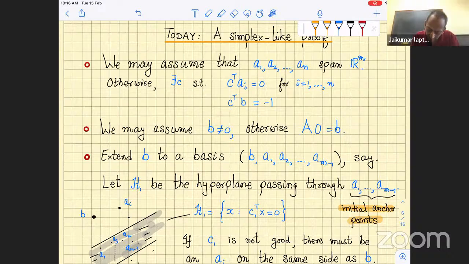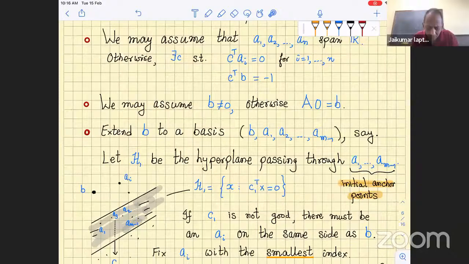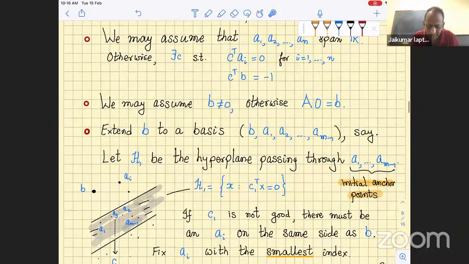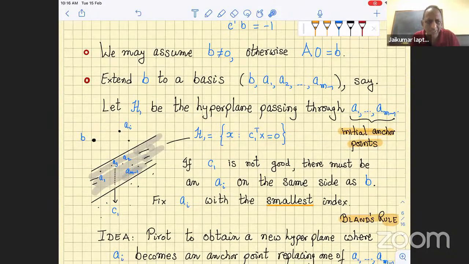So now what do we do? I'm going to do some sort of a simplex method. It will remind you of simplex method, but it will somehow be simpler than simplex method. Let me just explain. I'm going to show you an algorithm to construct that hyperplane.